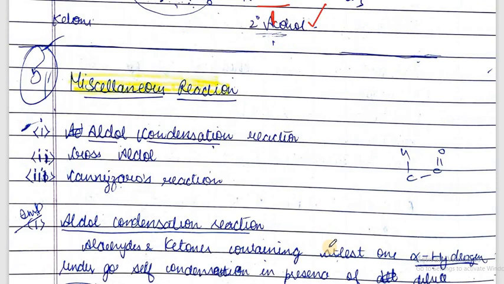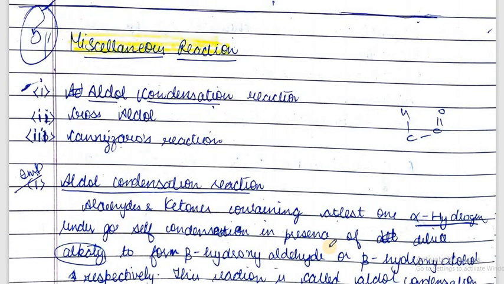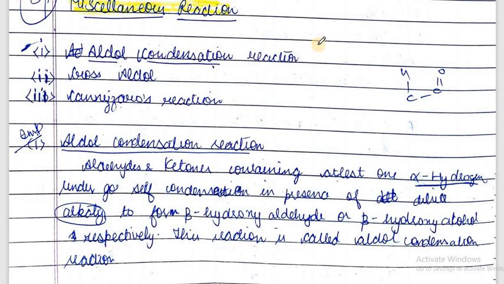So this is all about oxidations and reductions, and then come the miscellaneous reactions. In miscellaneous reactions, we have first the aldol condensation reaction, then the cross aldol reaction, then the Cannizzaro reaction, and then many more reactions like polymerization reactions, and then the Tishchenko reaction, and all these will continue in the next video.